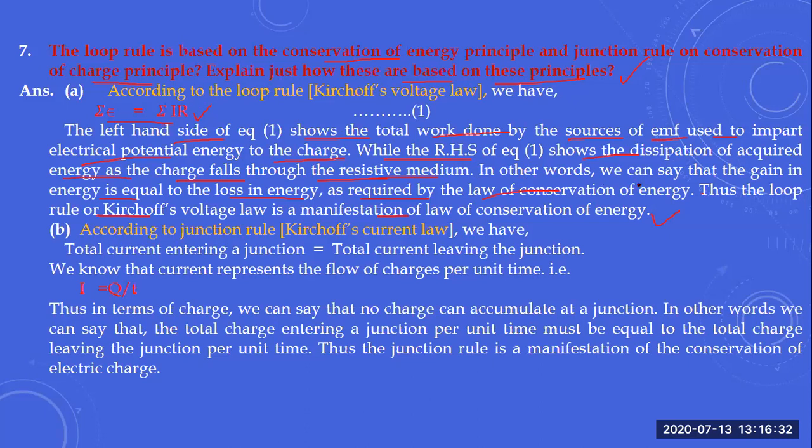On the other hand, we can say that the gain in energy is equal to the loss in energy. The energy is gained from the EMF of the source. When the charge is moving through the conductor, it is lost to do some work. So one form of energy is converted into another form of energy, which is in accordance with the law of conservation of energy. Thus, the loop rule or Kirchhoff's voltage law is a manifestation of the law of conservation of energy.